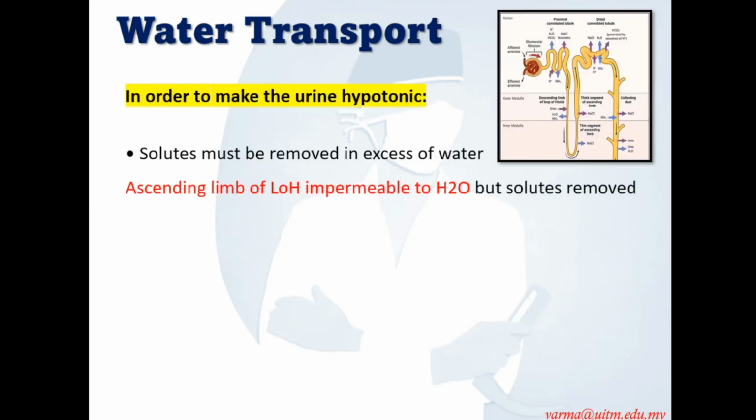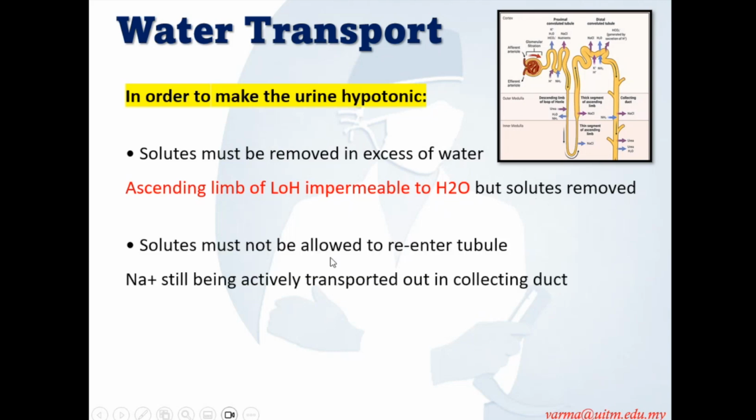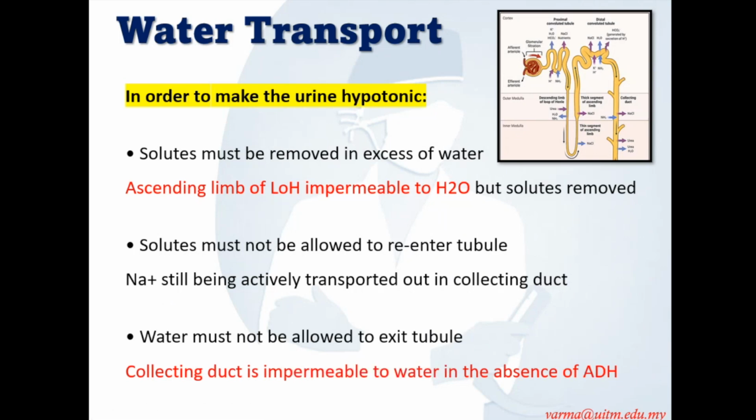In order to make urine hypotonic, it means urine is diluted. Clear urine. More water has to be excreted. So solute must be removed in excess of water. The ascending limb of the loop of Henle is impermeable to water, but solutes are removed. Solutes must not be allowed to re-enter the tubule. Sodium is still being actively transported. Water must not be allowed to exit the tubule. In the collecting duct it is okay. Sorry, I think there is a typo here.